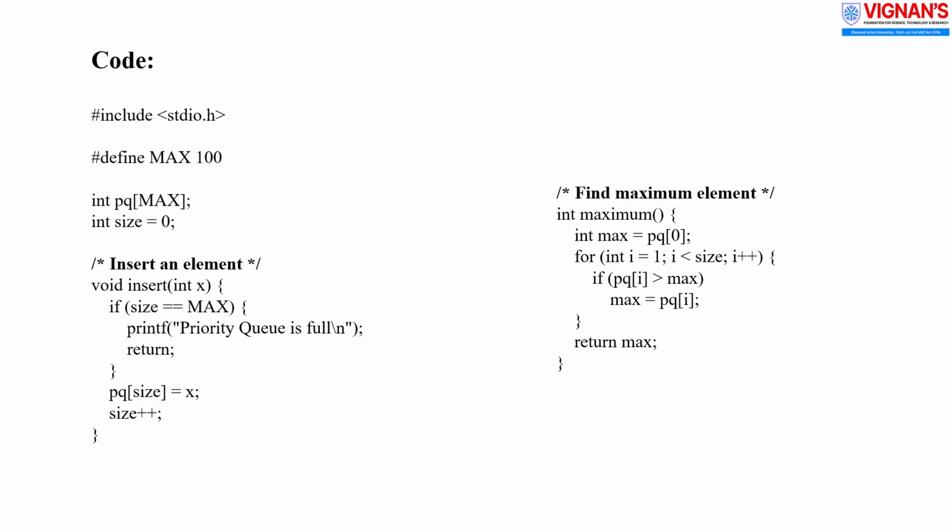Maximum operation. The maximum function is used to find the element with the highest priority. The first element of the array is assumed to be the maximum initially. Then, the function compares each element in the array with the current maximum value. If a larger element is found, the maximum value is updated. After checking all elements, the function returns the largest value present in the priority queue.